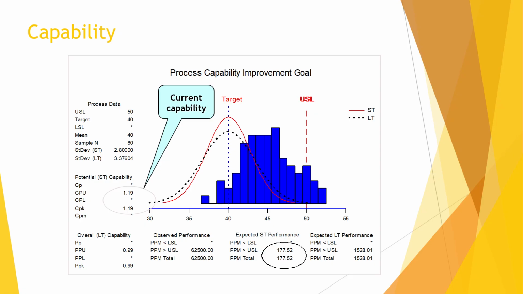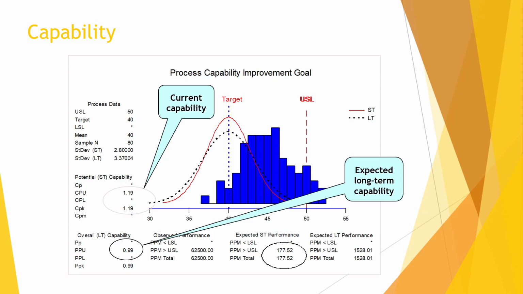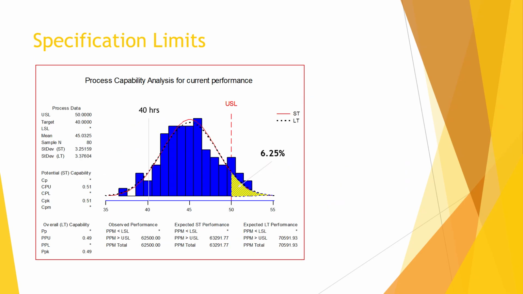Current capability is 1.19, not good. Expected long-term capability, 0.99. Rationale for goals, 0.33 mm revenue increase. And not to get too much into the math, but in this situation, the CPK equals 0.51.